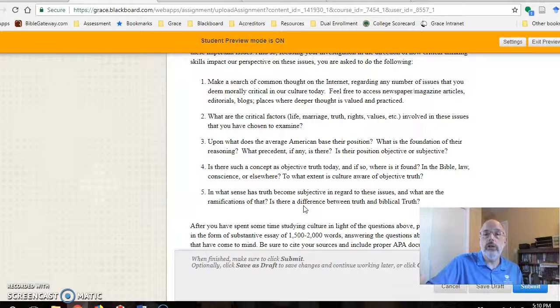the other questions here: what are the critical factors that are involved in these issues? Upon what does the average American base their position? Maybe we could say what do the people that you read base their position on? We can't generalize it to the average American. So we'll just say the editorials you read, what do they base that on? Then is there such a concept as objective truth today? Do they base their opinions on objective truth? And how do you know? And in what sense has truth become subjective in regard to these issues?